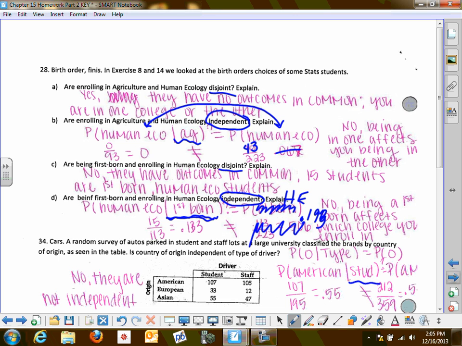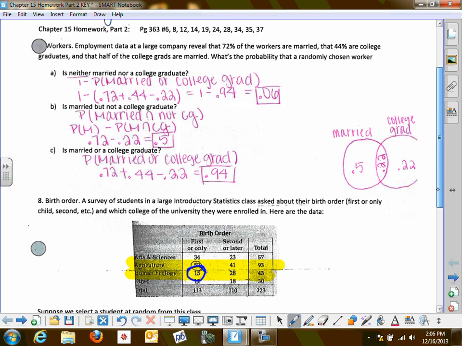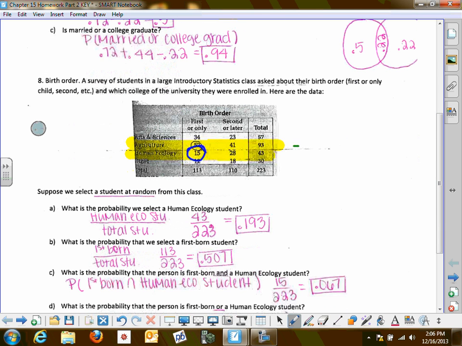Now, 28 has two problems also, and again, they are asking disjoint and then independence. And then the next one is another set, disjoint and independent. Remember to do those separately. Disjoint would be outcomes that are not in common. This came from the table on the front of the homework, and you can see that these two rows are separate and do not have any overlap.